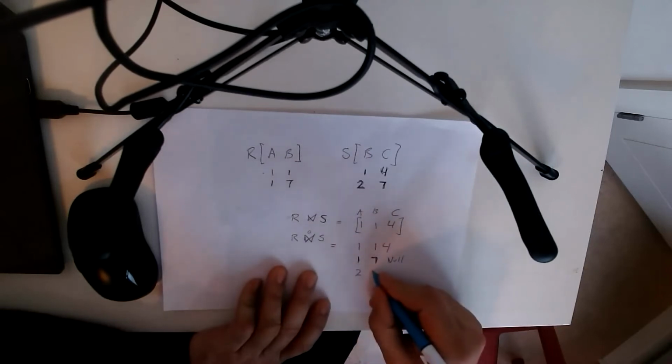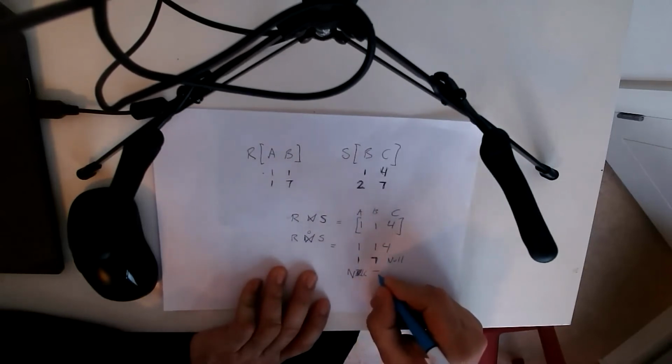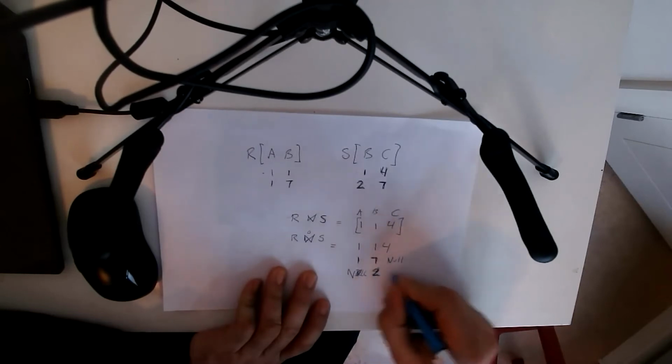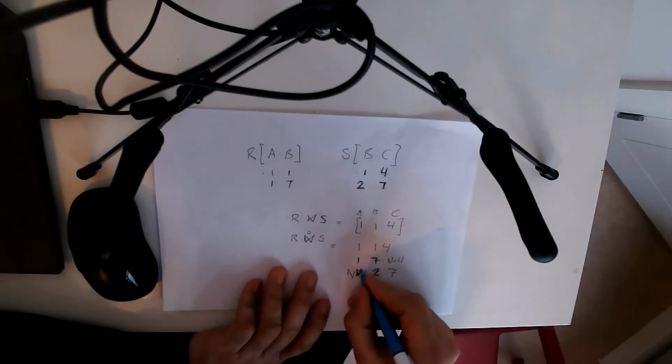So, I'm sorry, null, 2, 7. Okay, sorry, that's another very pretty null. Okay.